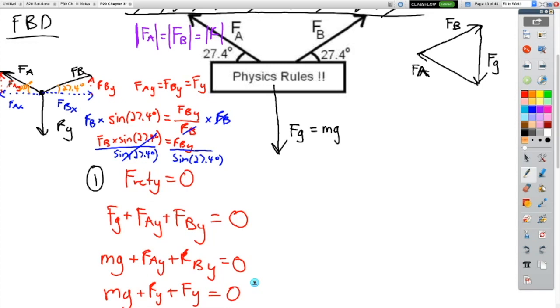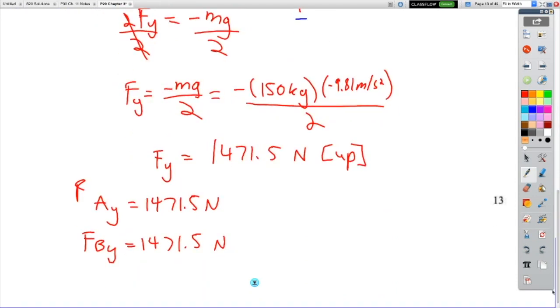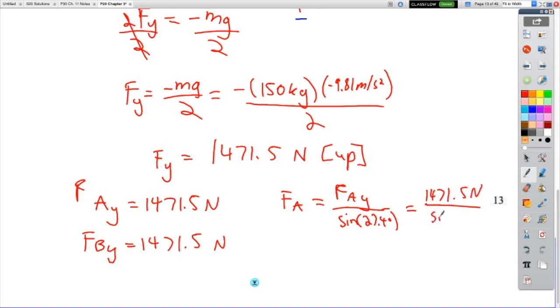You know what? You shouldn't take my word for it. Go prove it on your own. Go see that you end up getting the same thing, and come back. Okay, Fay equals 1,471.5 newtons. So then Fa, like we just showed, is equal to Fay over sine of 27.4 degrees, which equals 1,471.5 newtons divided by sine 27.4 degrees, we get 1,598.762 newtons. Okay, and that is for Fa.